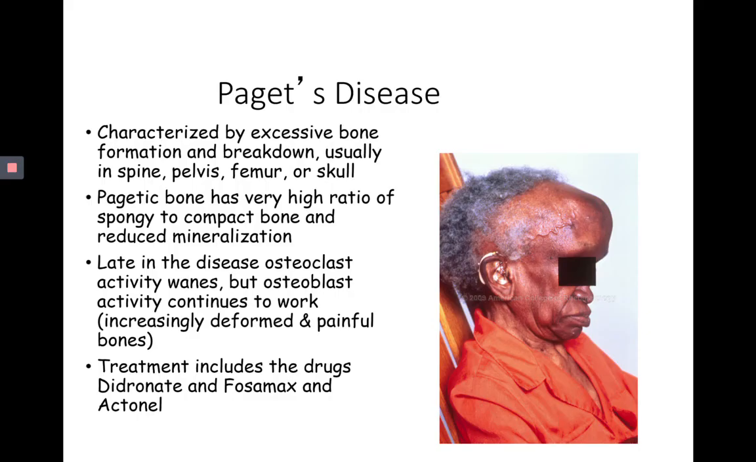And then you have Paget's disease. Paget's disease is characterized by both excessive bone formation and breakdown. Later on in the disease, it's characterized more by excessive bone formation, and the bone forms so quickly that it's not well built, and so the bone that's laid down quickly is really usually deformed and painful, and you have reduced mineralization, so it might be soft or bendy. Treatment includes drugs like Didronel and Fosamax, even Actonel, and we're not exactly sure what causes Paget's disease. It does seem to run sometimes in families.